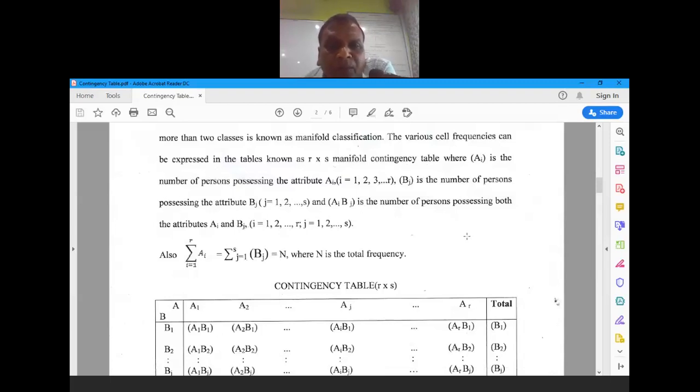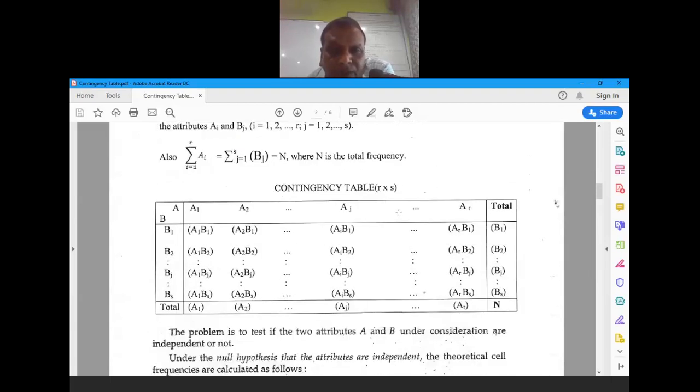Here, (AiBj) is the number of persons possessing both attributes Ai and Bj. Remember it. So this is your contingency table.